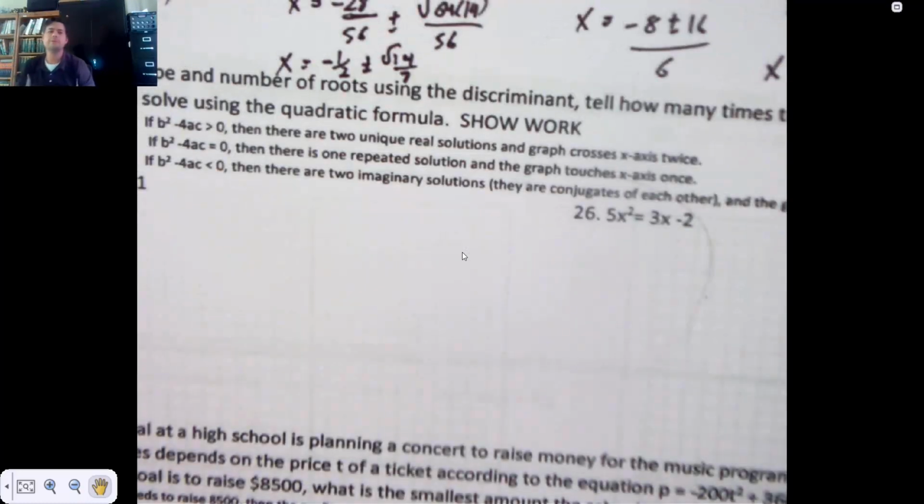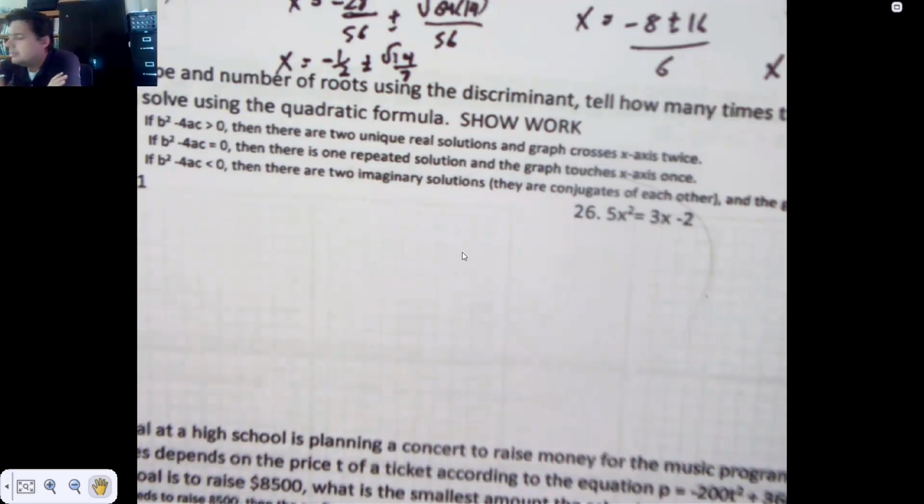All right, you are supposed to determine the type and number of roots using the discriminant. Tell how many times the graph of the function will cross the x-axis, then solve using the quadratic formula. Oh, wow. So I'm asking more of you. First, figure out the discriminant.